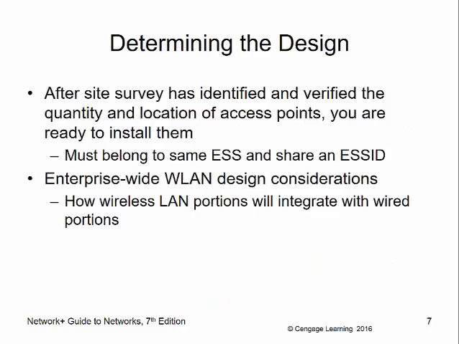After your site survey, you should have a pretty good idea, anyway, of how many access points you're going to need and where they're going to go. Now you start talking about your overall design. You're going to be part of the same extended service set. So how do we wire this in? Make sure I have network connectivity, cables that go to where my APs go, or connectivity via wireless bridge. I need to share an SSID, that system identifier. What do I want my company's SSID to be?